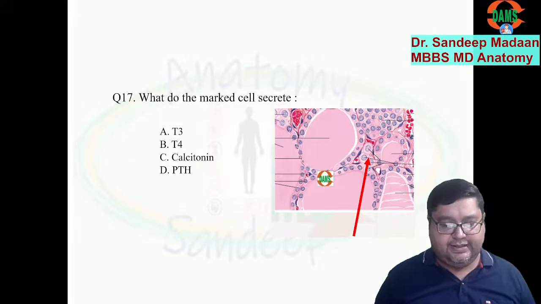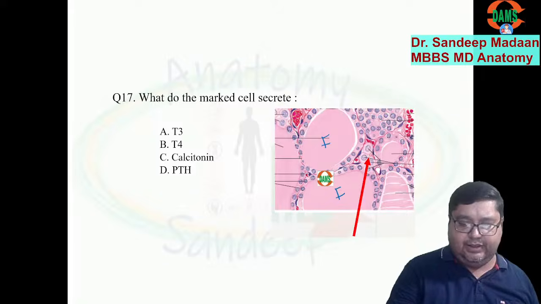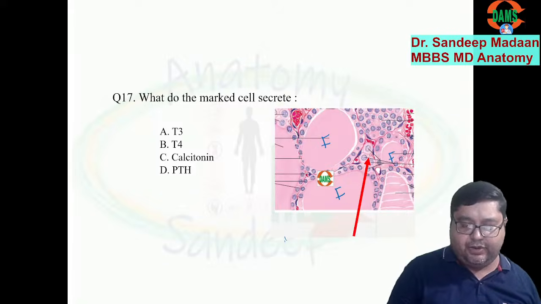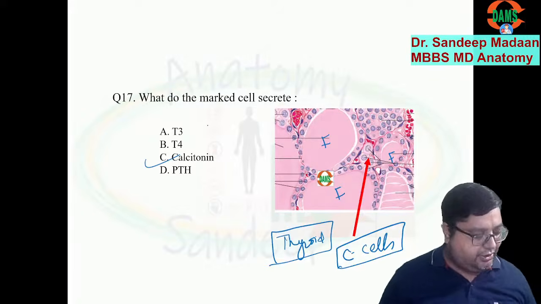And what are these cells? What is the slide? This is the follicle, this is the follicle, this is the follicle. The slide belongs to thyroid. And the cell which has been marked is parafollicular C cells, which are going to produce calcitonin.